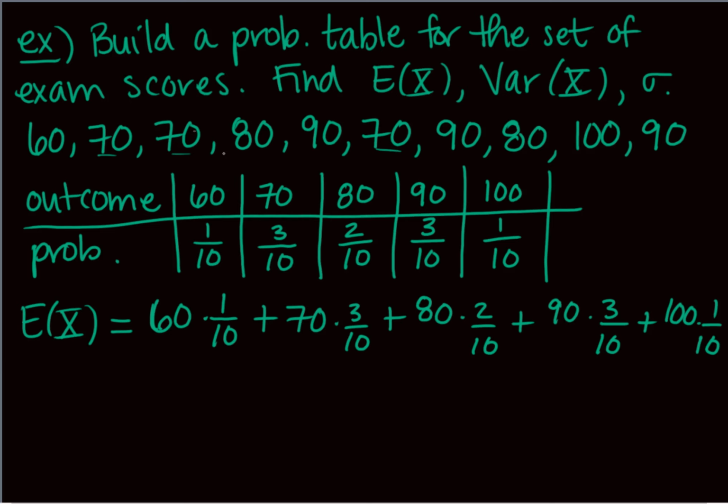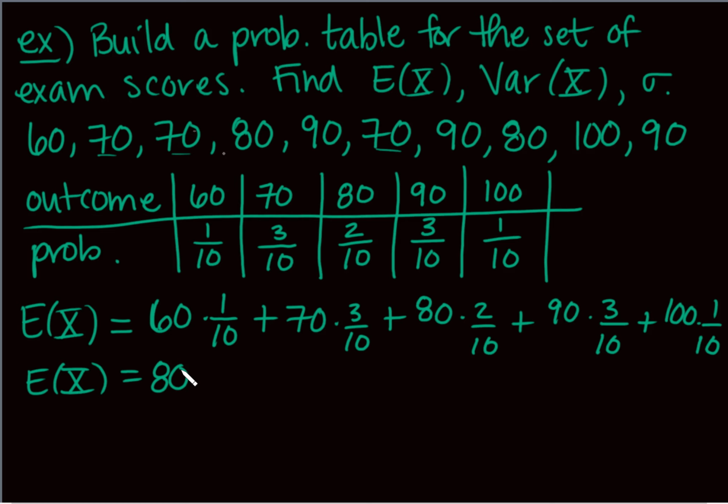Okay? All right, and so our expected value here becomes 80. You can check on that. So my expected value is 80. That's my average or my mean, that's the expected value of this experiment, right?